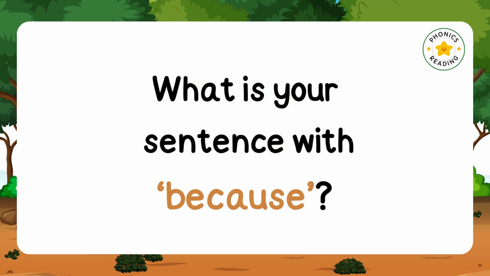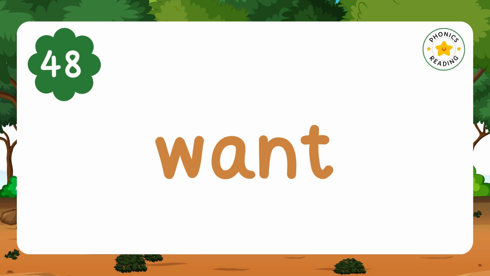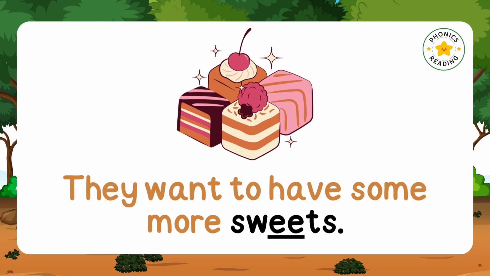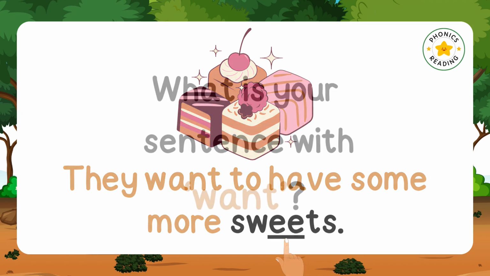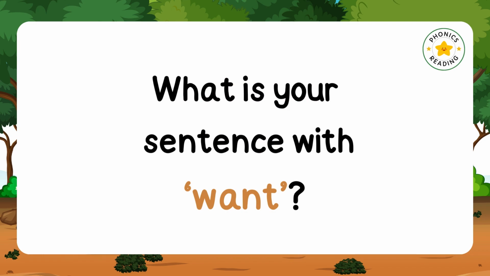Now, what is your sentence? Very good. And the last one is want. W-A-N-T, want. They want to have some more sweets. They, want, to, have, some and more are all tricky words. How do we read sweet? Sweets. Ee is a digraph. And your turn now. What is your sentence with want?